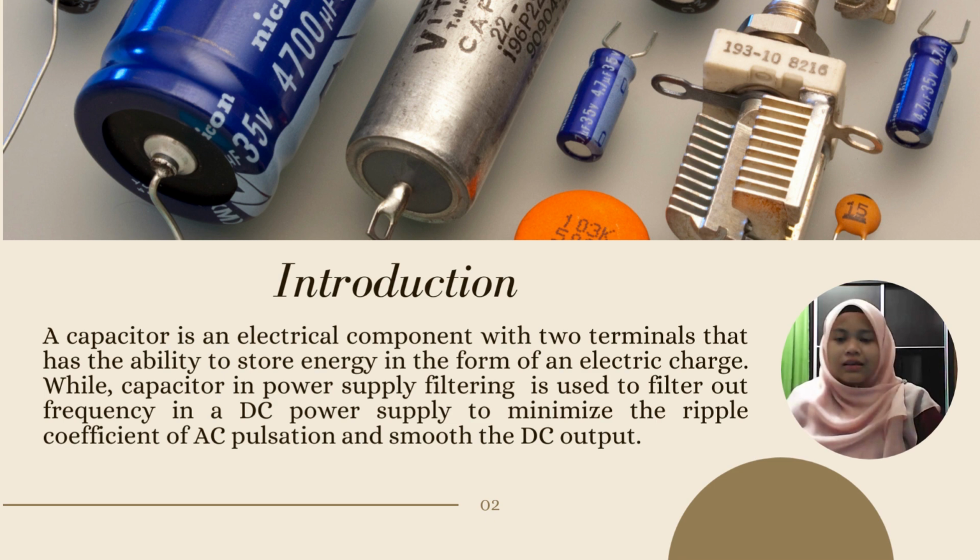Introductions. A capacitor is an electrical component that has two terminals, and it has the ability to store energy in the form of electric charge. The capacitor in the power supply filtering is used to filter out the frequency of the DC power supply so that it can minimize the ripple coefficient of AC pulsations and smooth the DC output.